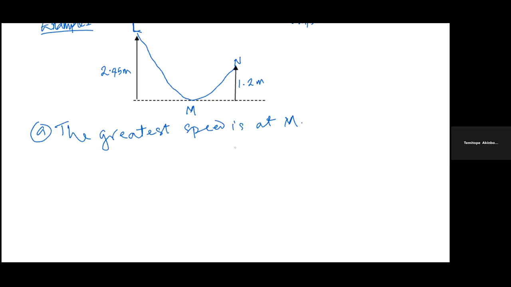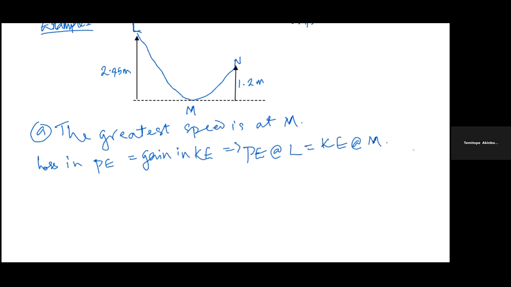Because the surface is smooth, the total mechanical energy is constant. That is, loss in potential energy equals gain in kinetic energy, which implies that potential energy at L equals kinetic energy at M. So mgh equals half mv squared.